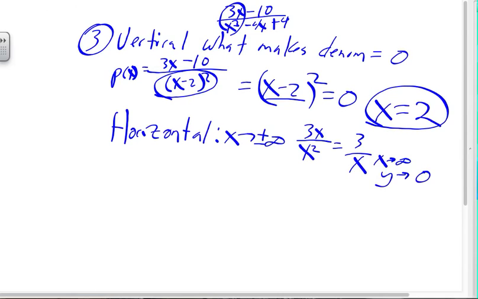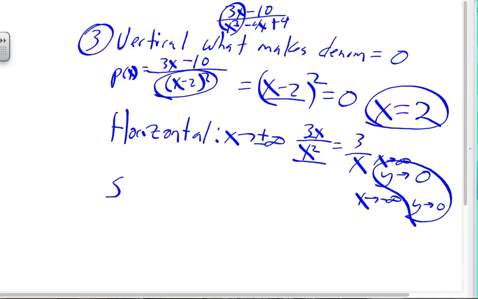And as x goes to negative infinity, this also will go to 0. So here's my horizontal asymptote. If you remember from Algebra 2, we had talked about the fact that when the order of the denominator was larger than the order of the numerator, your horizontal asymptote was 0, and that's what we've got. So now we've got our end behavior.